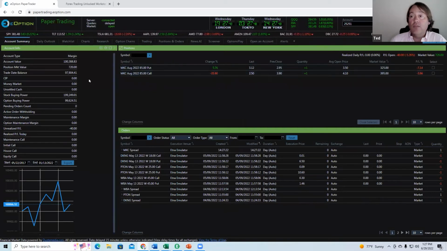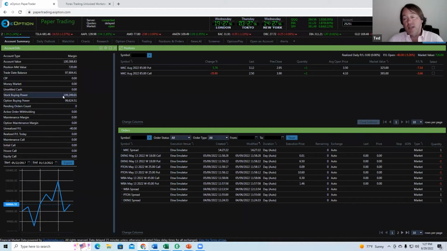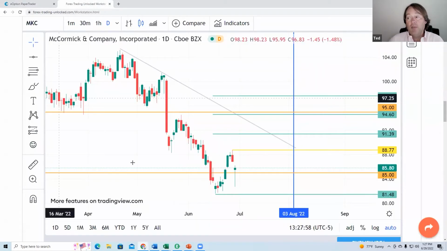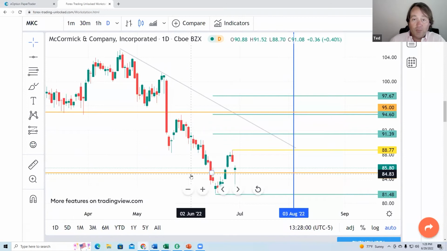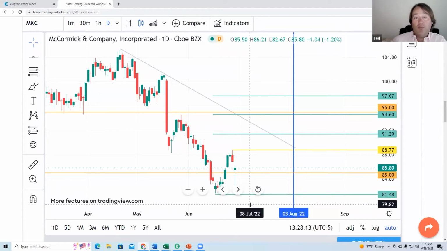Okay, so right now you can see our account value is still there. We have a market position of $720, and this will fluctuate as the stock goes up, as the stock goes down, and as we go out in time. So remember, there's multiple dimensions to options. Obviously there's the pricing. As the market goes up in this position, the put value of the straddle goes down and the call value goes up. If the market comes down, then the put value goes up and the call value goes down.